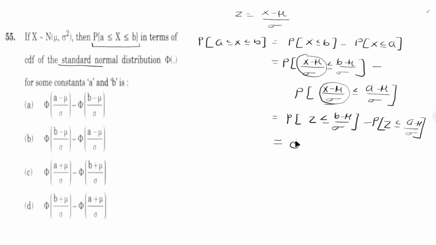So we can write it as CDF of standard normal variate at point B minus mu upon sigma minus CDF of standard normal variate at point A minus mu upon sigma. So this matches with option B.